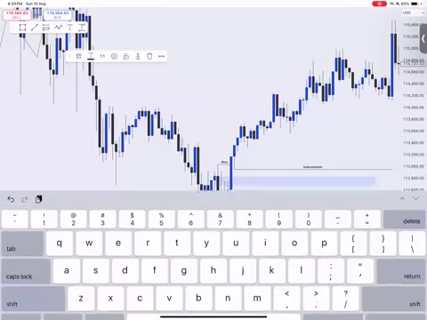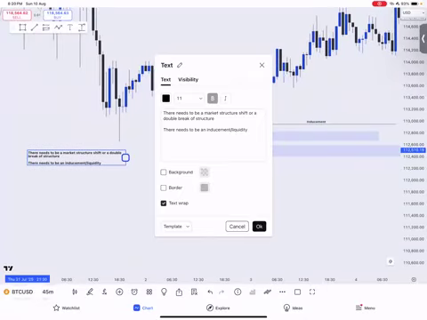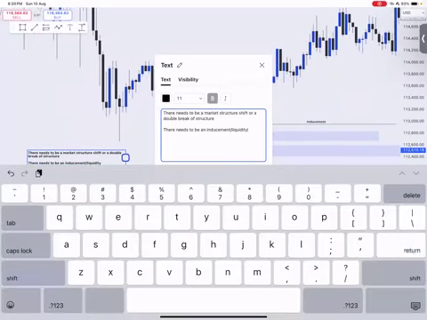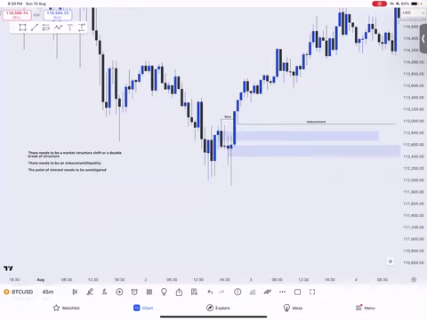Thirdly, the third rule says the point of interest needs to be unmitigated. Now, first of all, mitigation means price tapping into a point of interest after there has been a market structure shift or a double break of structure.